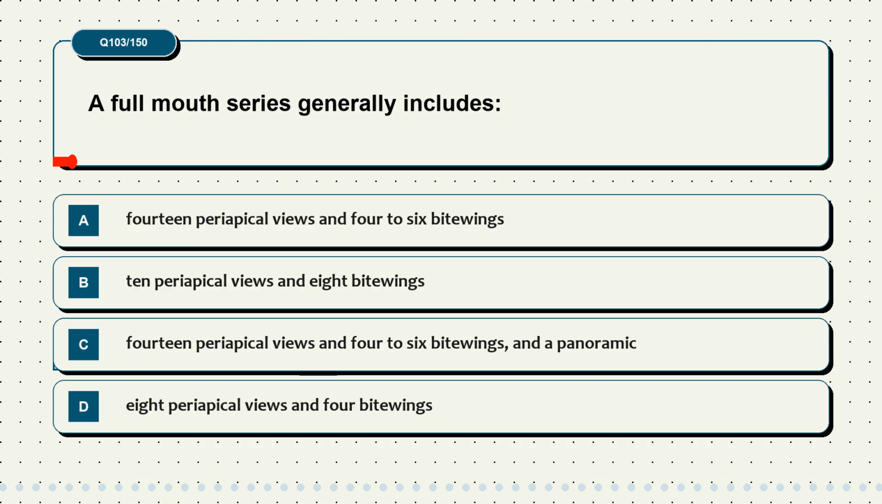Question 103. A full mouth series generally includes. Here are the options. Option A, 14 periapical views and 4 to 6 bitewings. Option B, 10 periapical views and 8 bitewings. Option C, 14 periapical views and 4 to 6 bitewings and a panoramic. Option D, 8 periapical views and 4 bitewings.